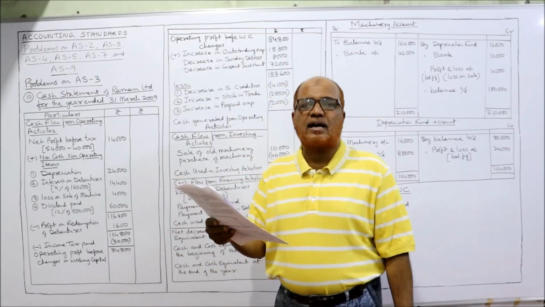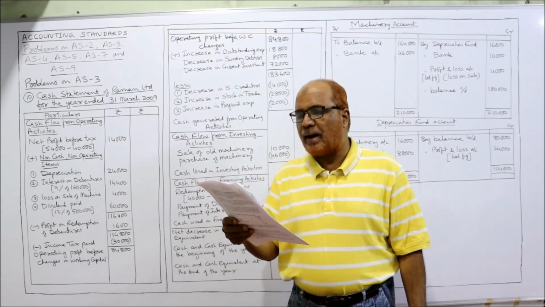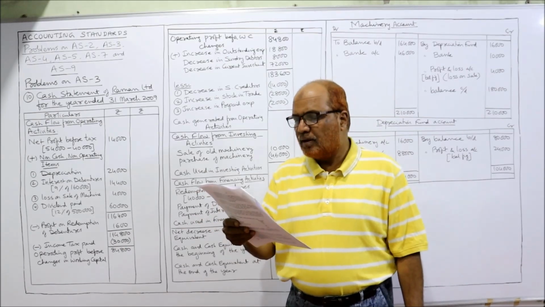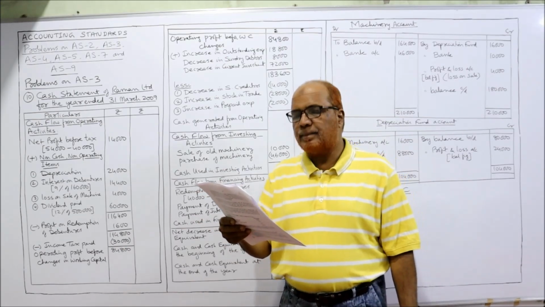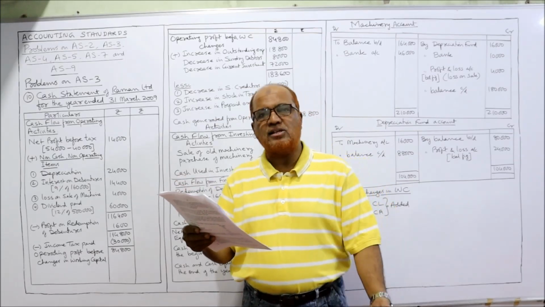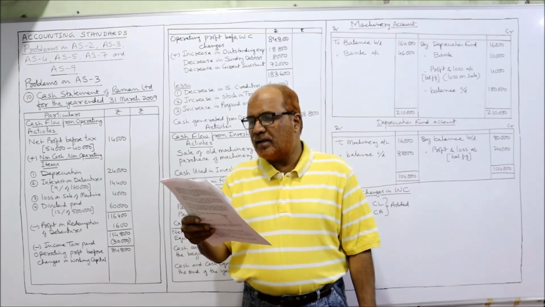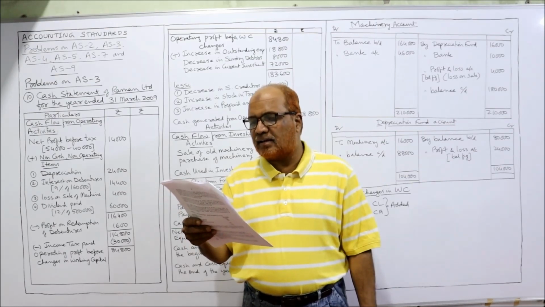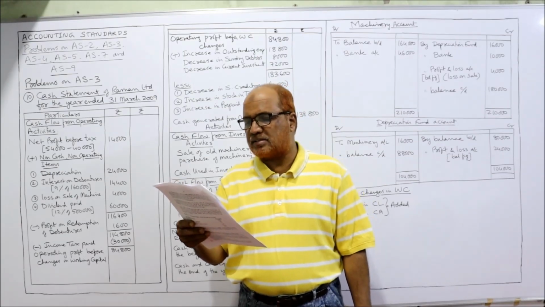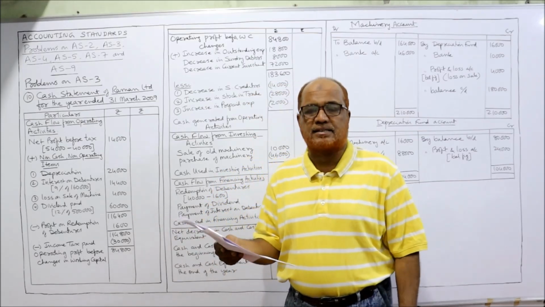Stock in trade is a current asset. Then debtor, current asset. Cash and bank balance. This is cash and cash equivalent. Current investment. This is also a current asset. Then prepaid expenses. That is also a current asset. So how many current assets are there? One, stock in trade, sundry debtor, then cash and bank balance, and prepaid expenses. Current investment is also one of the current assets.